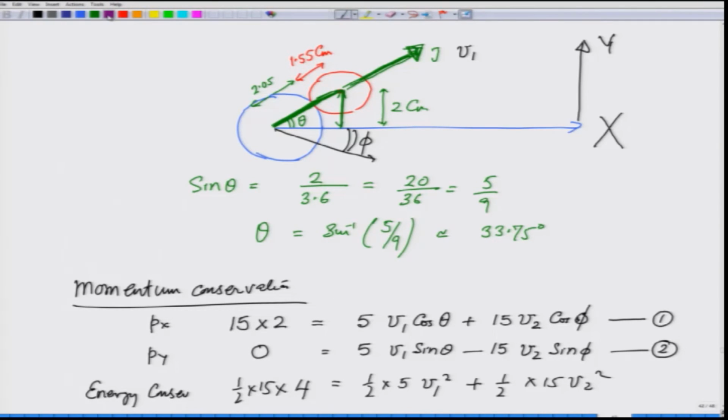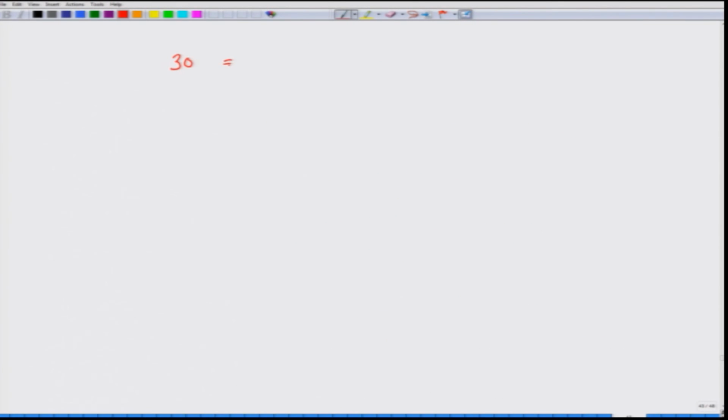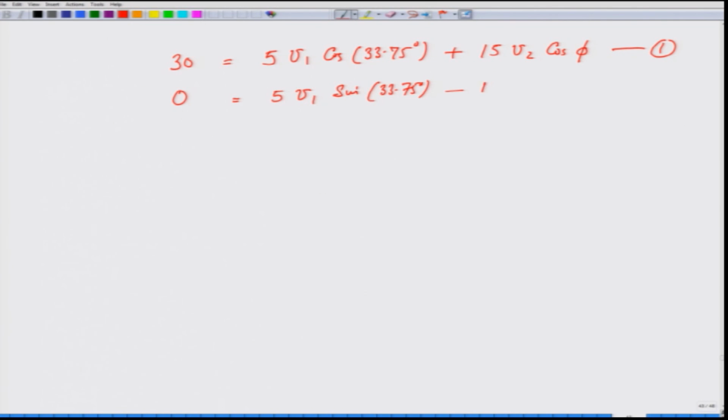How many unknowns do we have? I already know theta, so I do not know phi, I do not know v2, and I do not know v1. 3 unknowns and 3 equations. Because we already have information about theta, using conservation principles I can get these 3 unknowns. And now what remains is just solving this equation. Let me simplify them right here. So, I have 30, 15 times 2 is 30, is equal to 5 v1 cosine of 33.75 degrees plus 15 v2 cosine of phi. That is my equation 1. I have 0 equals 5 v1 sine of 33.75 degrees, sine we have already calculated is 5/9 minus 15 v2 sine of phi. That is my equation number 2.